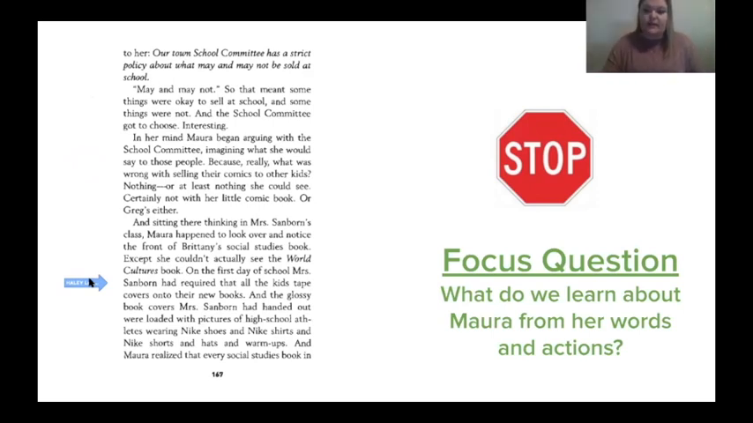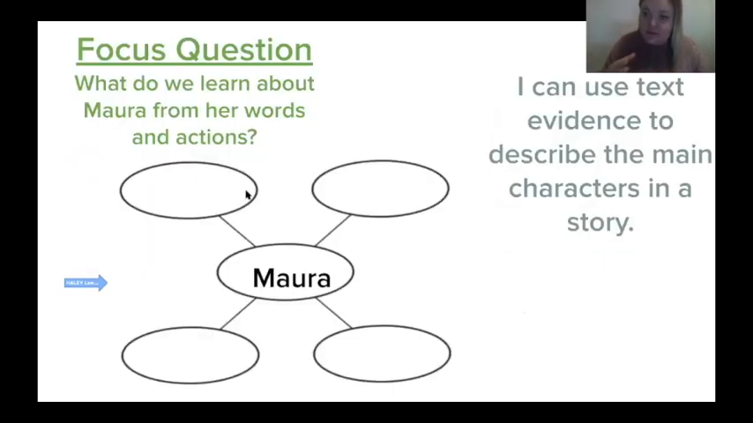So we're going to pause. On this next slide, we're going to see that character web that I was talking about. The focus question we have is, what do we learn about Mara from her words and actions? So I'm going to move my little screen really quick. This is the skill we've been working on, and it was the skill at the beginning of the lesson. I can use text evidence to describe the main characters in a story. So I would say Mara is one of the main characters, her and Greg.